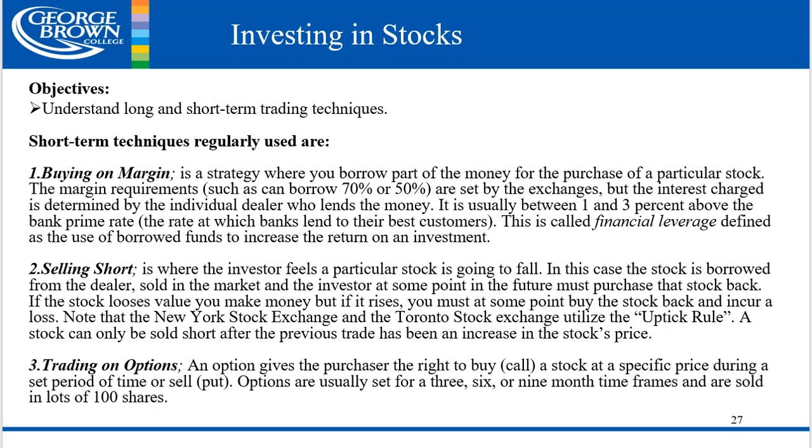Another short-term trading technique is selling short. That's when you feel that a stock is going to fall, so you can sell something that you don't actually own. In this case, you want to sell high and buy low, and that's how you make money. Note that the New York Stock Exchange and Toronto Stock Exchange have an uptick rule. That means if the market is really going down and crashing, you just can't jump in and sell. To do a short sell, the previous trade has to have been an increase in the stock price.